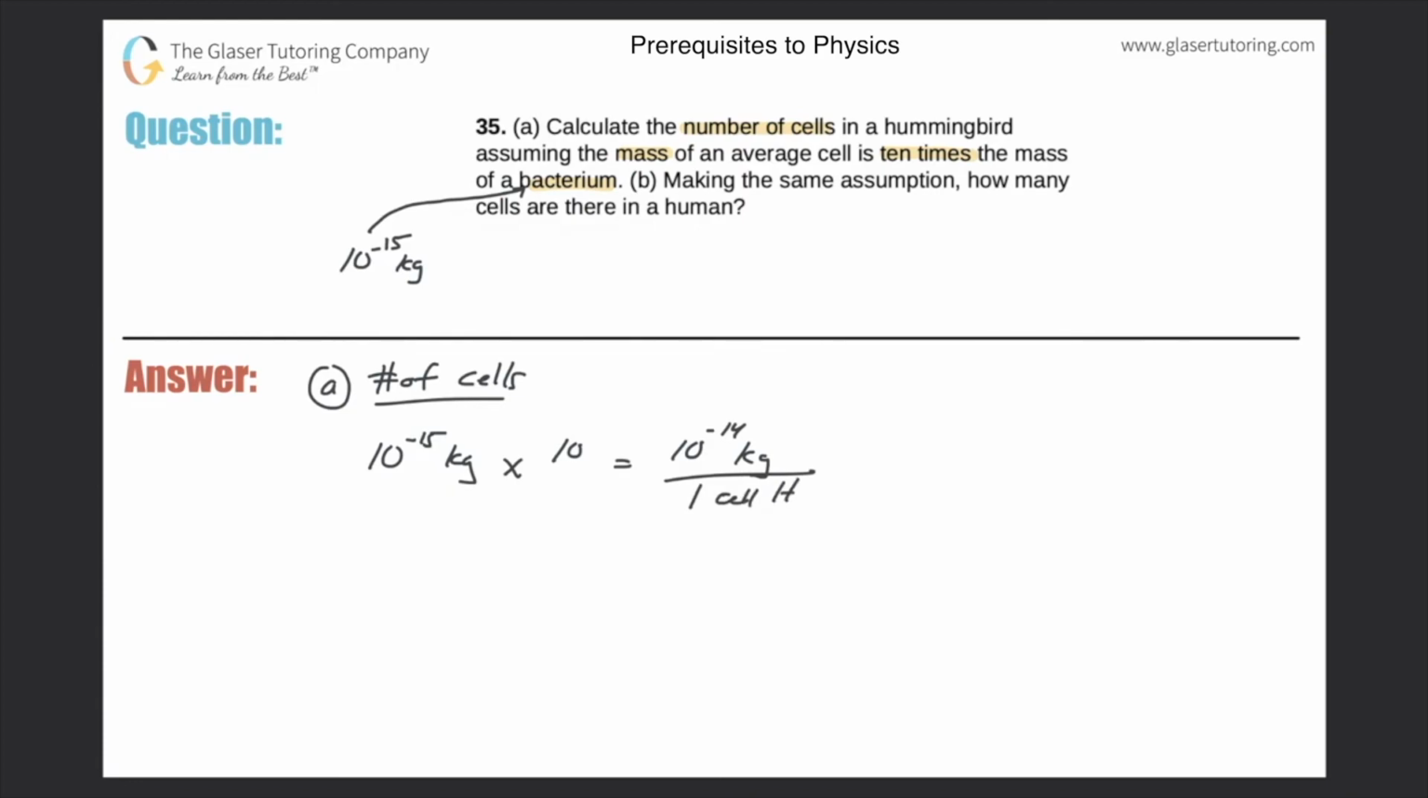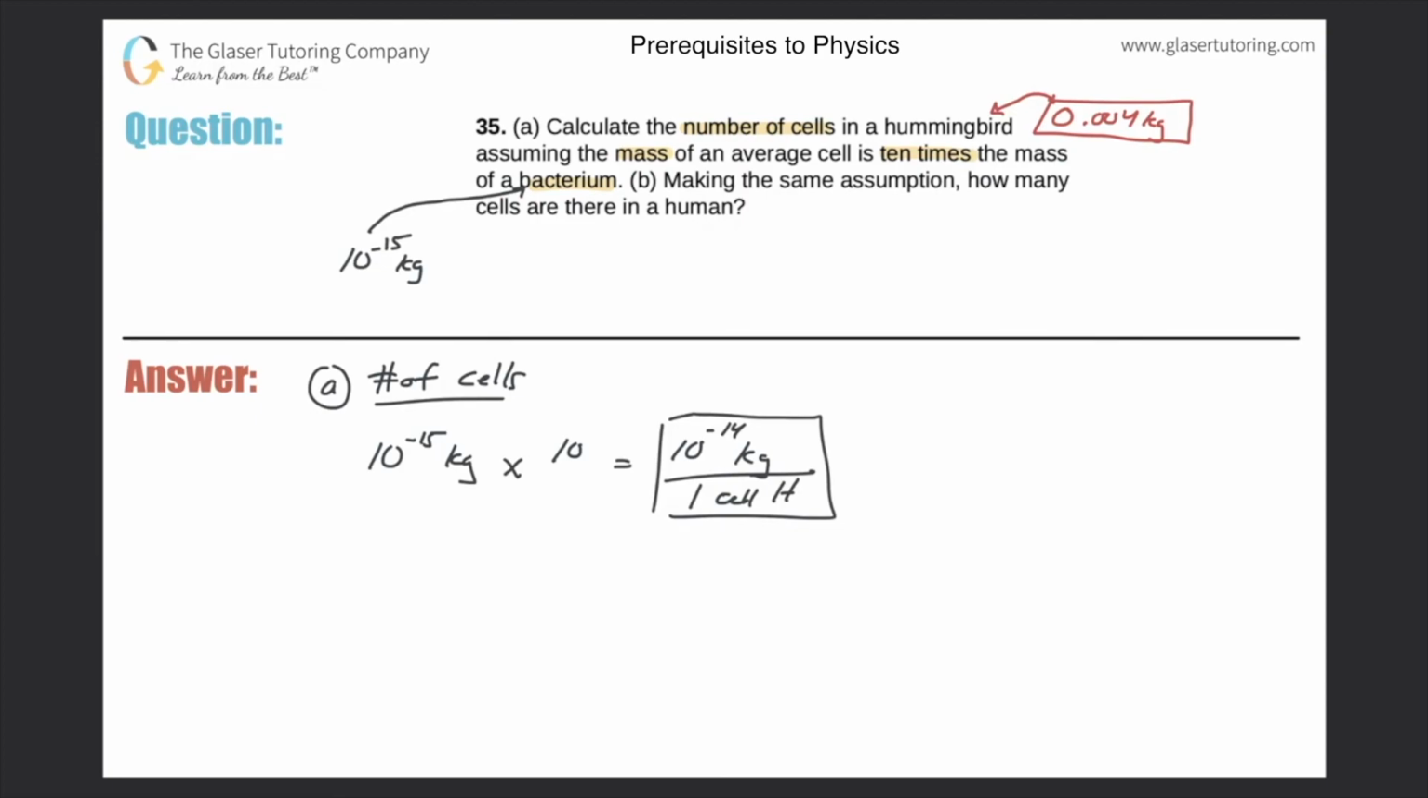Now, by using this ratio, we need to find the number of cells in a hummingbird. In order to answer this, we also need to know the average mass of a hummingbird. So let me draw that in up here. The average mass of a hummingbird is about 0.004 kilograms, and that you can look up on Google.